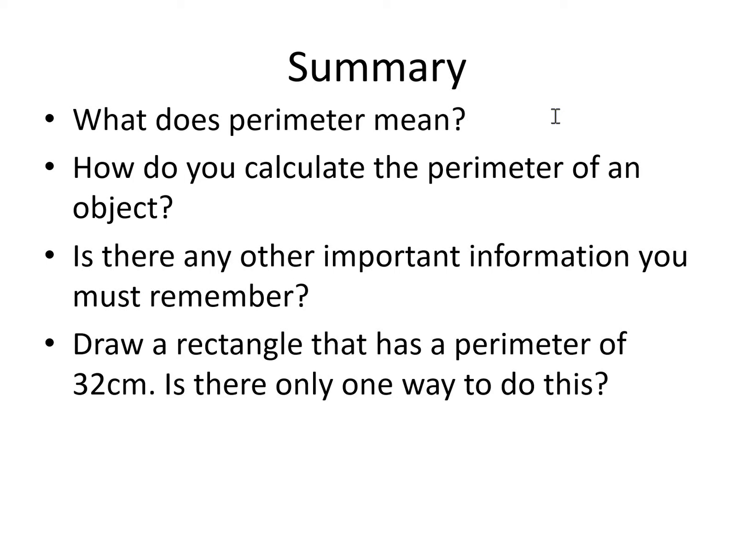And then I want you to try one final question, which is to draw a rectangle that has a perimeter of 32 centimeters. And do you think there's only one way to do this? Okay, and once you finish that, you can start looking at the textbook. We're looking at chapter 11C.